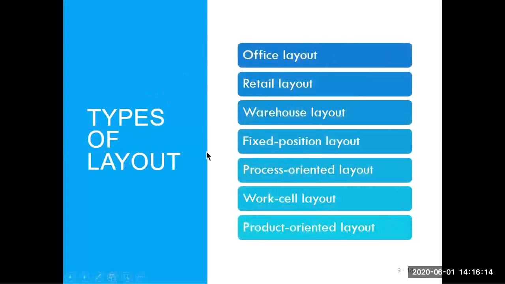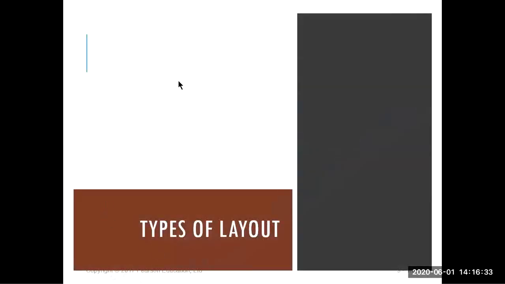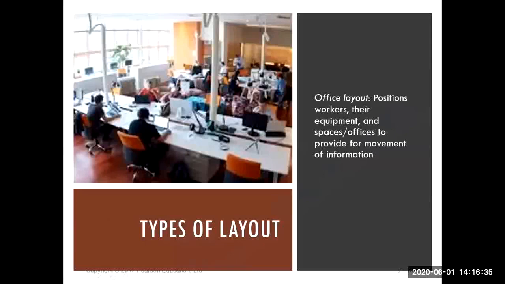So these are the types of layout: office layout, retail layout, warehouse layout, fixed position layout, process oriented layout, work cell layouts, and product oriented layout. So first layout, office layout. This is an office layout, for example. There are a lot of types of office layout.